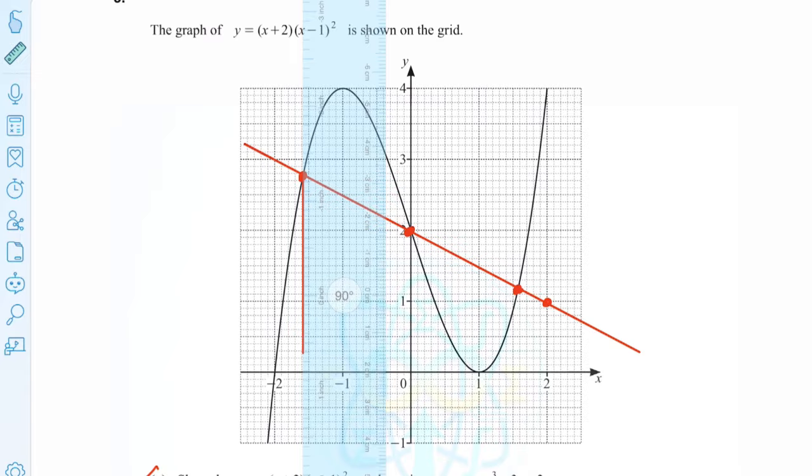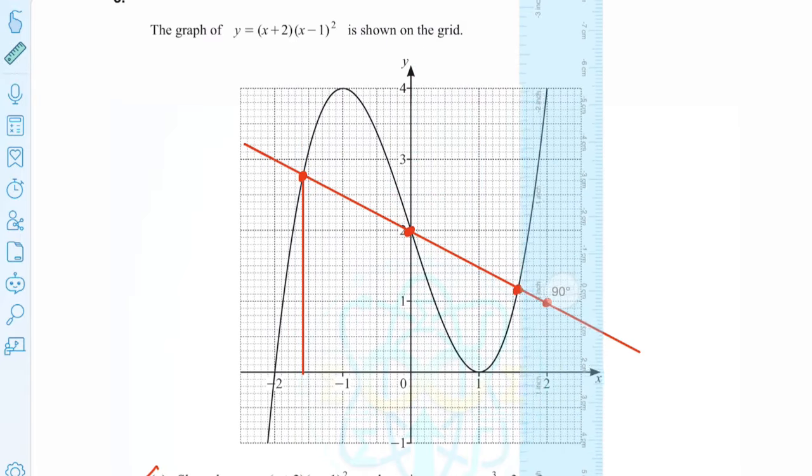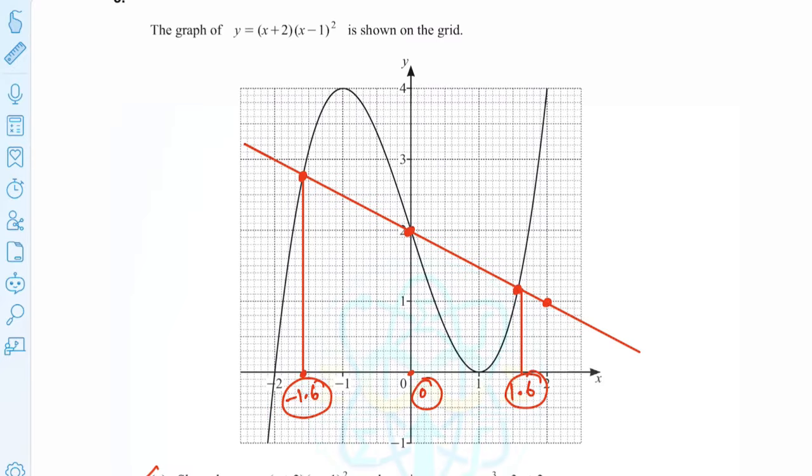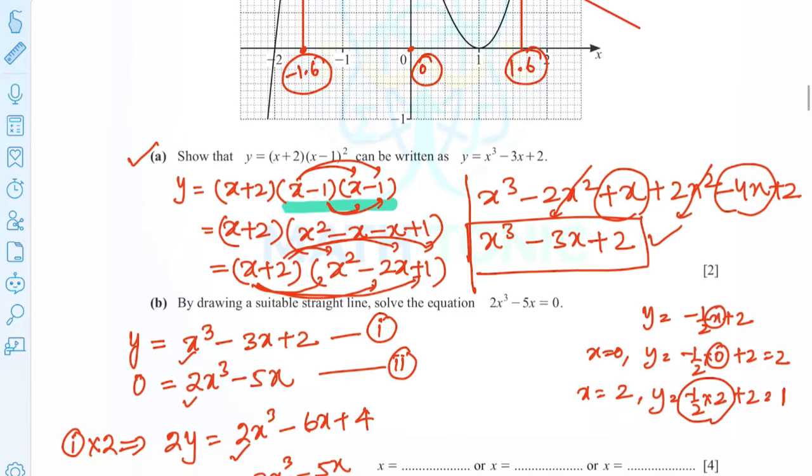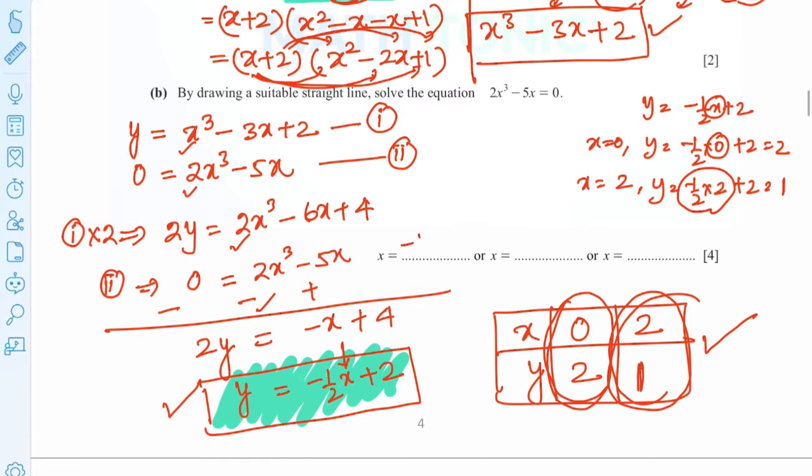So if I go down, this is the x value, this is 0 we have, and here if I go down, I'm getting this one. Okay, so this value should be your minus 1.6 if you count it. This value I'm getting 1.6, and this value I'm getting 0. Did you get it? So that means three values we got: minus 1.6, 0, and 1.6.